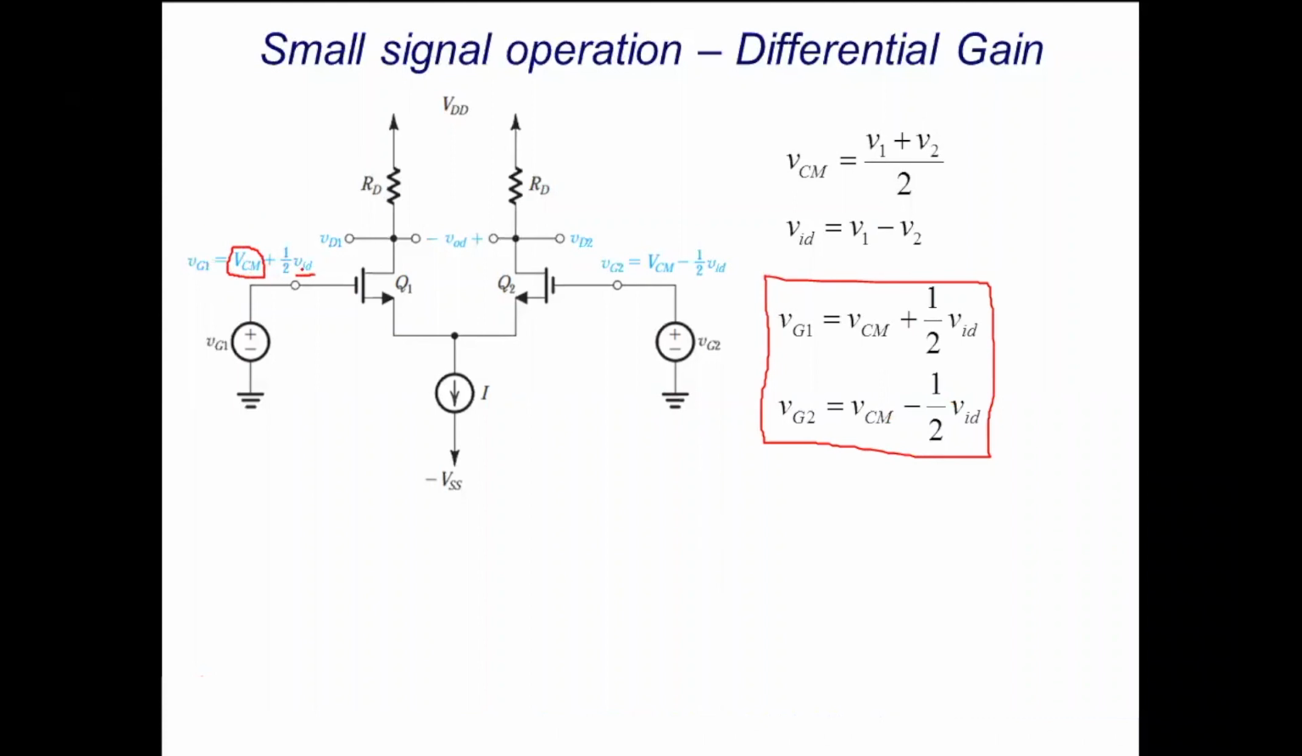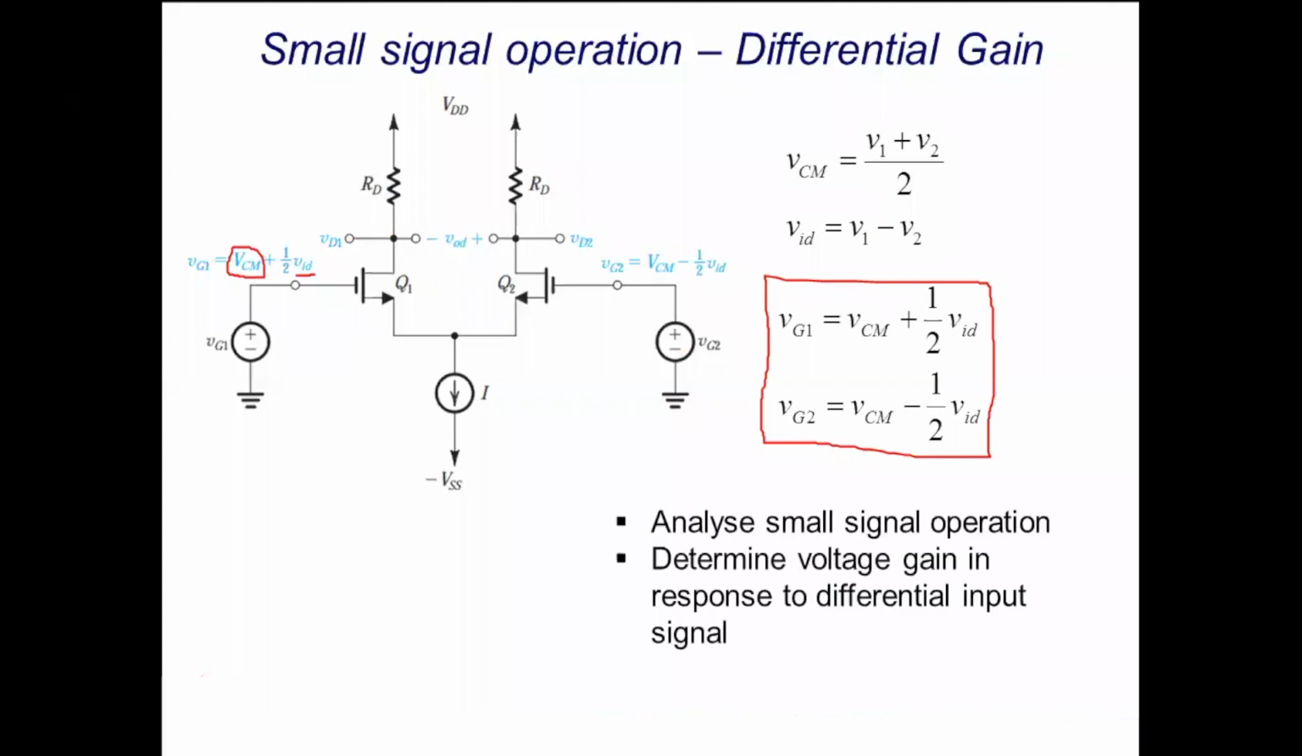VID is kept very small, and VG1 is increased by VID by 2 and VG2 is decreased by VID by 2. The output can be taken as single-ended, that is between drain 1 and ground or drain 2 and ground, or it can be taken differentially across the two terminals. Now, the main objective is to analyze the small signal operation of the circuit and to determine the differential gain and common mode gain of the circuit.